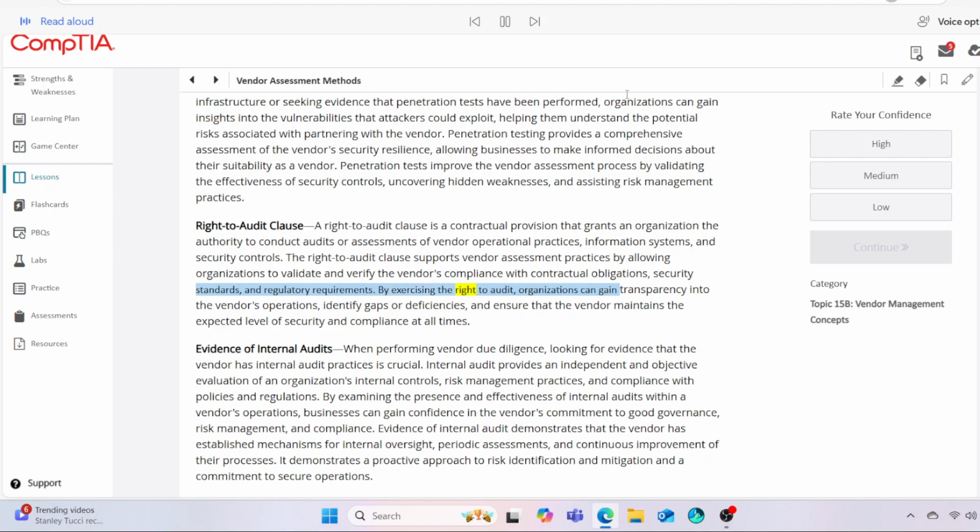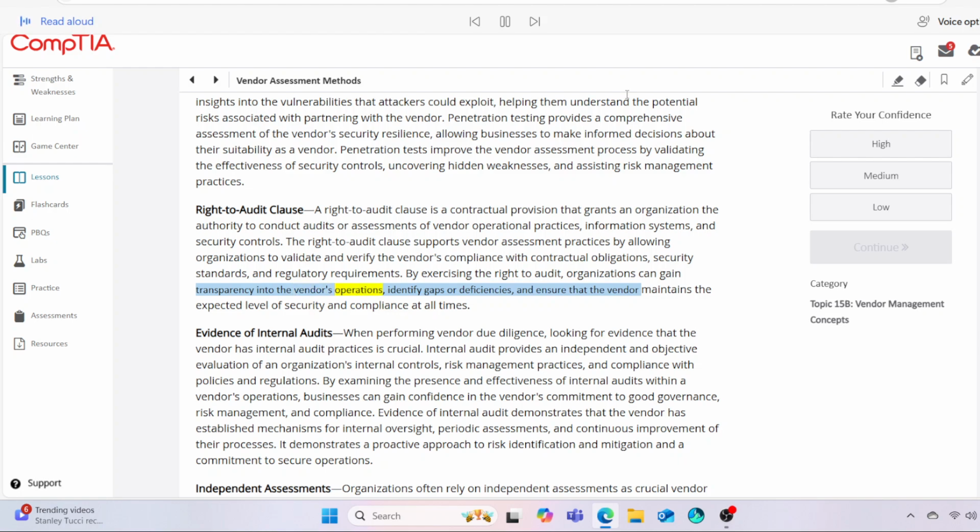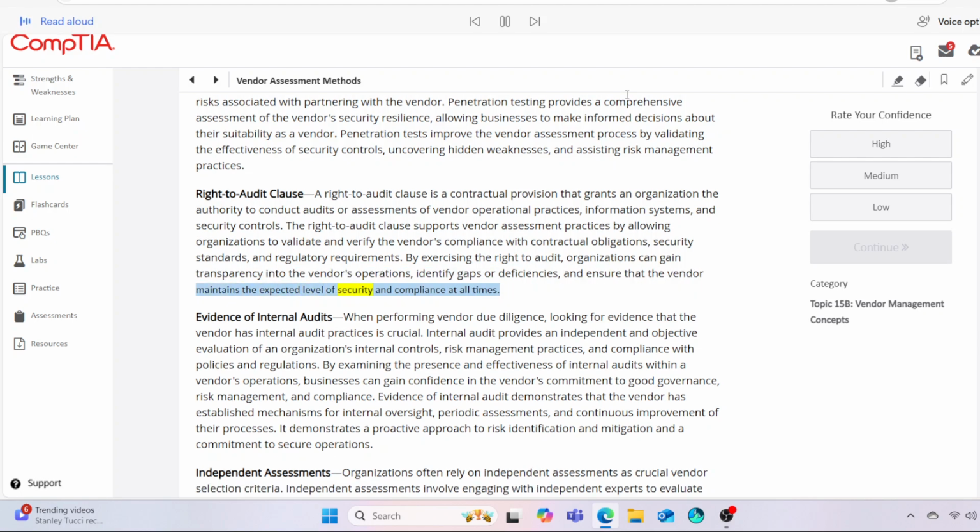By exercising the right to audit, organizations can gain transparency into the vendor's operations, identify gaps or deficiencies, and ensure that the vendor maintains the expected level of security and compliance at all times.